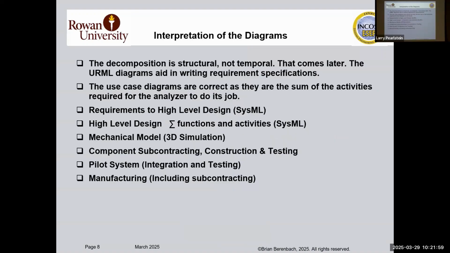Okay, so again, requirements to high-level design was SysML. High-level design was SysML. The mechanical model was a 3D simulation. Pilot system integration and testing, and then manufacturing, including subcontracting. So a lot of the pieces of this thing were subcontracted. And I'll go into the chemistry in a bit.